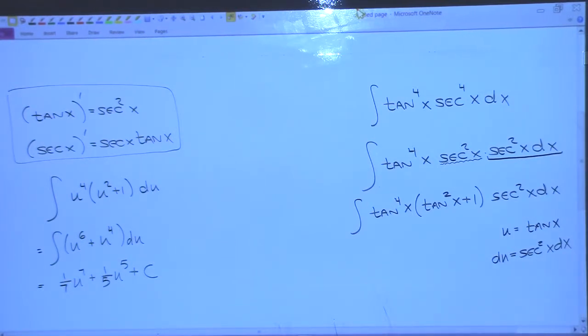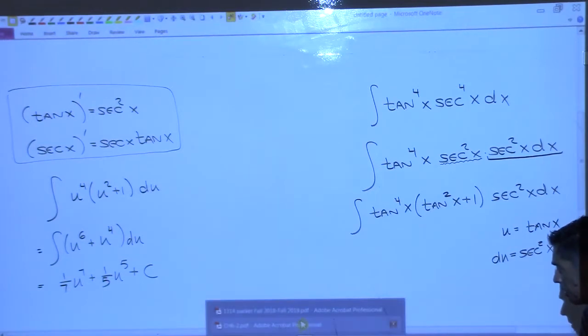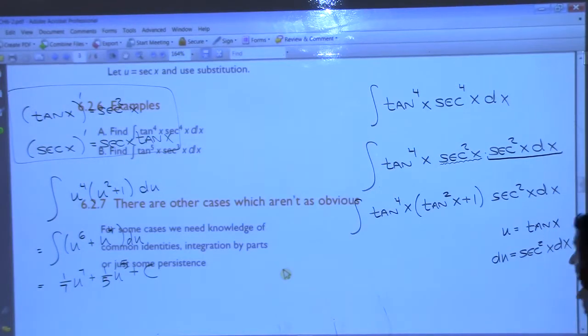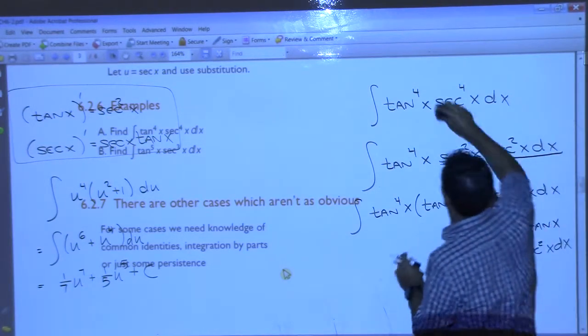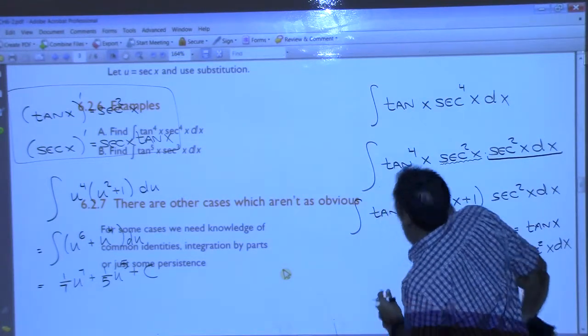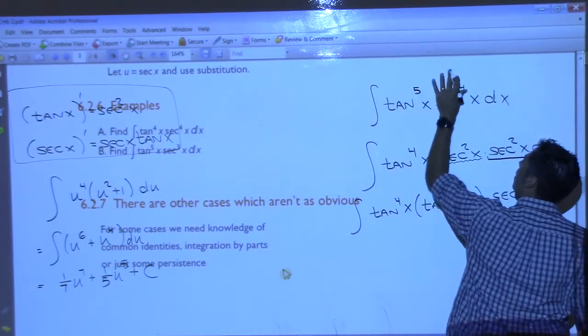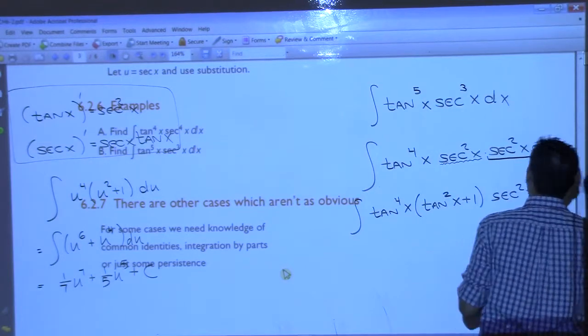How does that seem? Okay? That's fine. All right, let's look at the next type that we're going to do here. So what happens if we change this to 5th power and 3rd power?